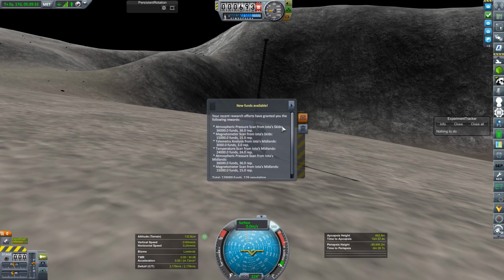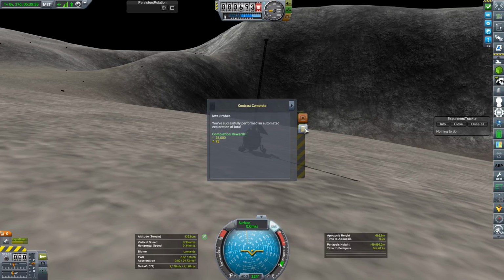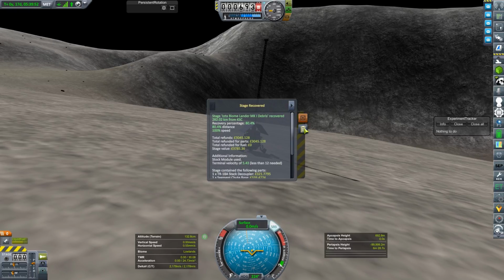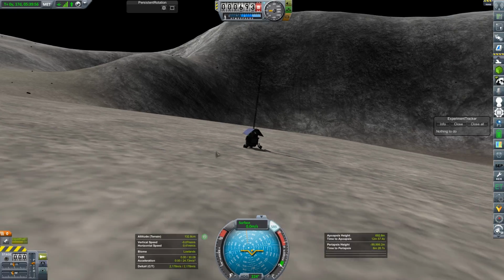And we've got some firsts, probably. New funds from science. Completed the contract. New funds from science. Oh, we hadn't actually orbited or suborbited. Landing on the surface. Those are new. New strategies available. Okay. 80%, 92%. Not too bad for recovery on those.